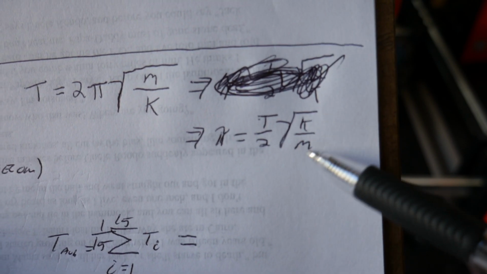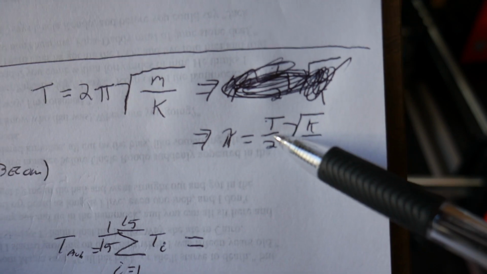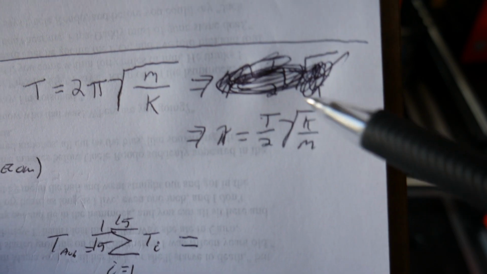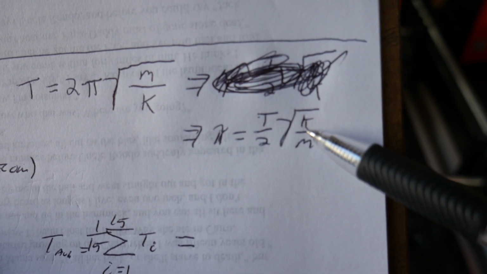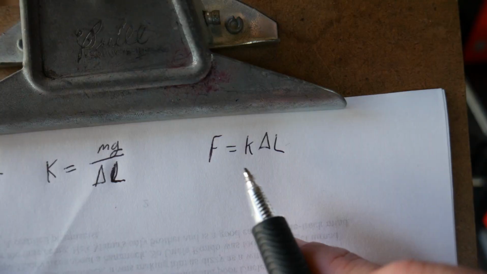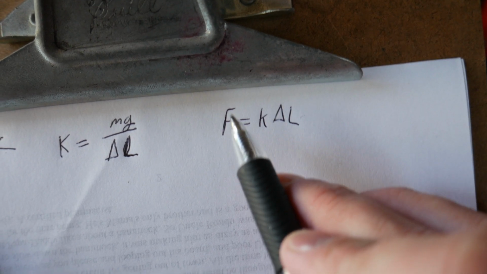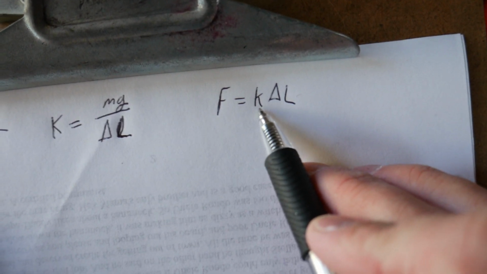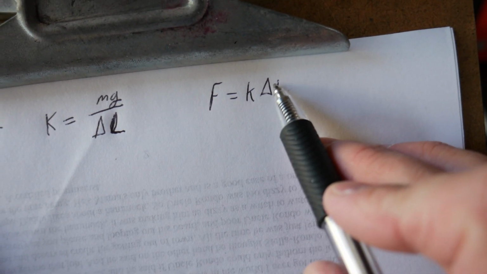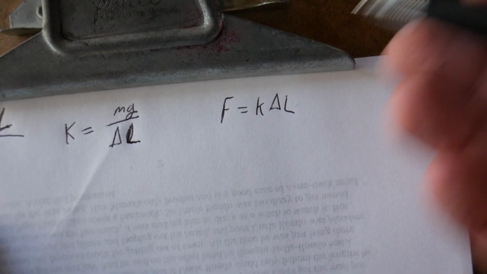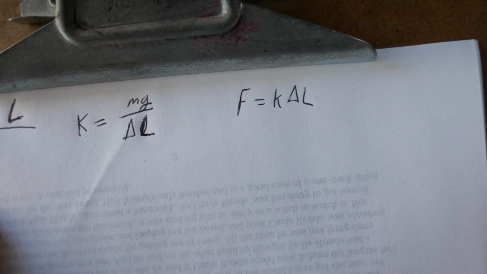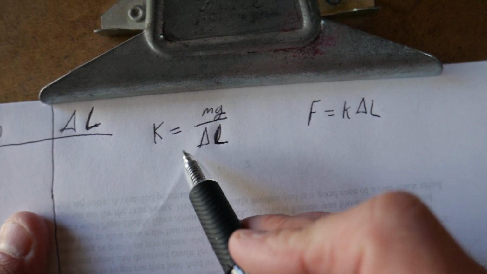The mass we'll be able to get just using a scale. The period we'll be able to measure with a stopwatch. We also need to calculate the spring constant k. In order to calculate the spring constant, we use this equation, which tells us that the force on the spring is equal to the spring constant times the difference in length that the force makes when it's hung from the spring. So we can solve that for k.